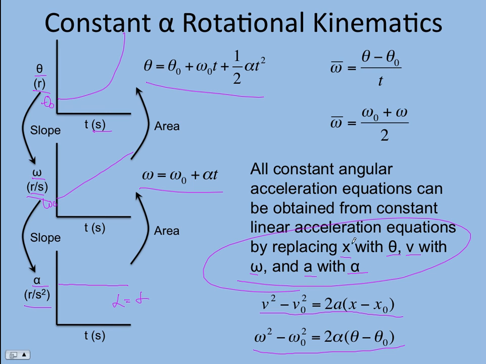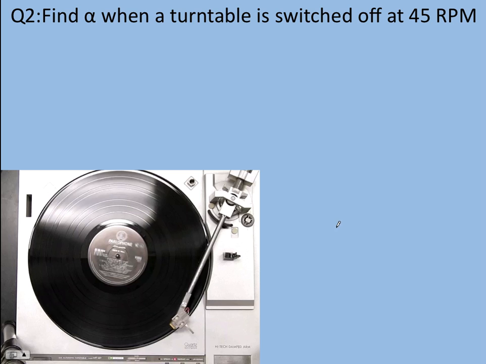So let's use these equations to do some problems. We are going to turn a turntable off when it's spinning at 45 RPMs, time how long it takes to stop, and calculate the angular acceleration of the turntable while it's stopping. But here's a problem: 45 RPMs needs to be in radians for all those equations to work. So first let's convert the angular velocity from RPM to radians per second.